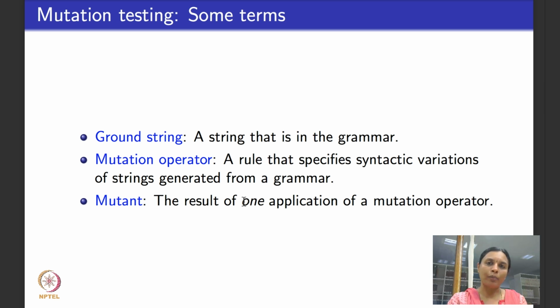Let's say you're testing a Java program using mutation testing. The original Java program that you begin with is called a ground string. You take that Java program and apply one mutation operator, that is, one change to the underlying grammar from which the Java program comes, by applying some rule instead of the other rule. The change that you make is called a mutation operator, or applying a mutation operator. The resulting string is another syntactically valid Java program whose behavior you want to test against the original Java program. So the changed Java program is what is called a mutant.